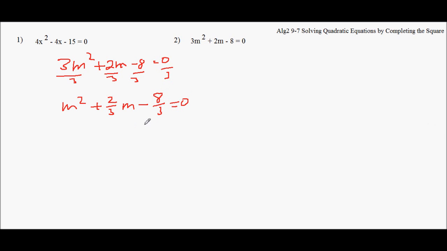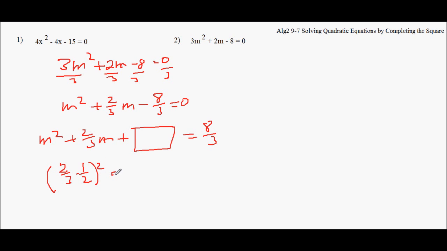Add 8 over 3 to both sides. So 2/3 m plus, this is going to be the completed square, and I move this guy over here. So I take 2/3 times 1/2, and I square it. So I get 1/3 squared, which would be 1/9. So 1/9 will be my completed square.